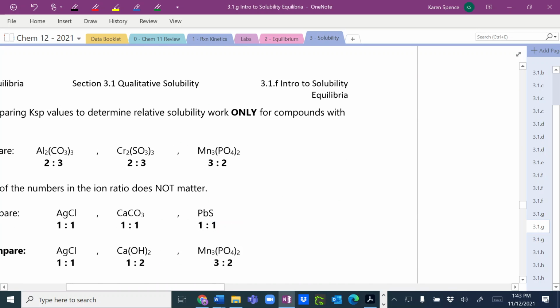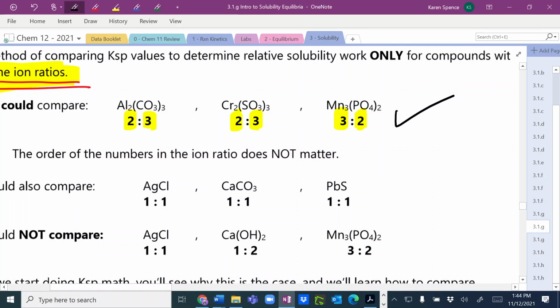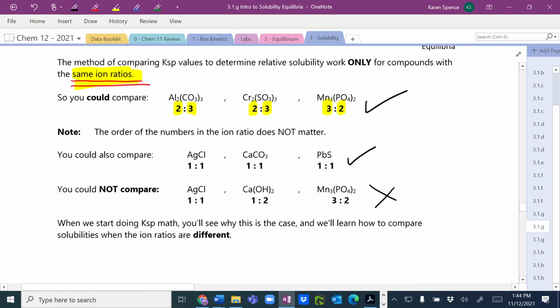Anyway, let's just take a look, make sure that you know this only works for compounds with the same ion ratios. So, can we use it for these ones? 2 to 3, 2 to 3, 3 to 2. Are those ones okay? Yes, that's good. Can we use it for 1 to 1, 1 to 1, 1 to 1? Yes. Can we use it for a 1 to 1, a 1 to 2, and a 3 to 2? No. Okay, and we'll learn how to do that math, but not right now.